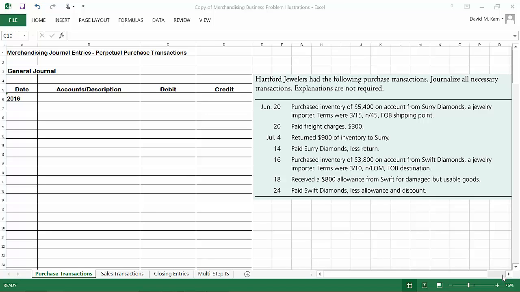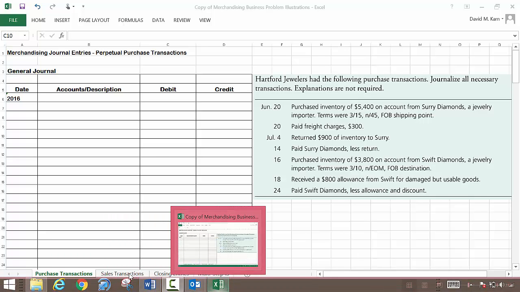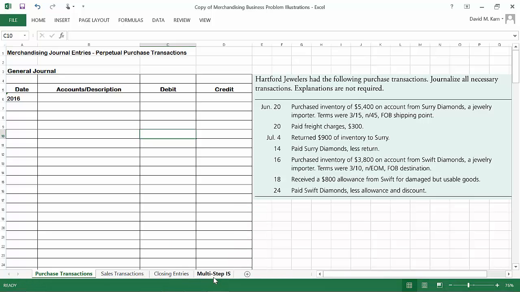Professor Karn with you today to go over some merchandising journal entries for perpetual inventory systems. We have 4 different problems to look at. We also will take a look at the multi-step income statement. Notice that we have 4 different problems that we will tab through down here at the bottom of the spreadsheet here. Okay, so let's look at this first one.